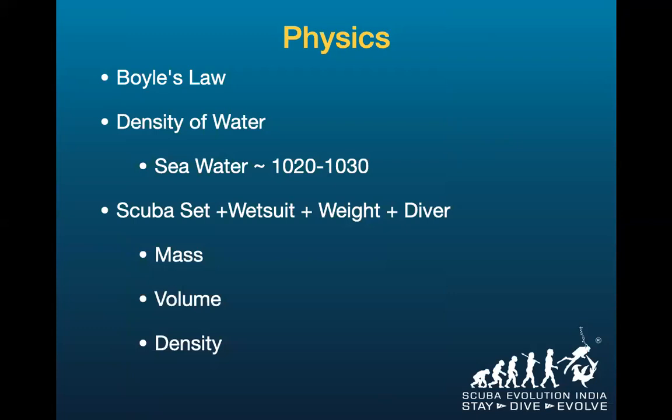Seawater is generally 1020 to 1030 grams per liter, and freshwater is generally taken at 1000 grams per liter, or 1 kg per liter. These minor changes make a change in the buoyancy characteristics of the diver and of the dive as well. Your other important things are your scuba set, your wetsuit, your weight, your diver. We'll cover all that, and that's again the mass, volume, and density of the body.